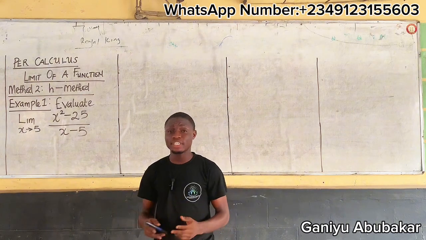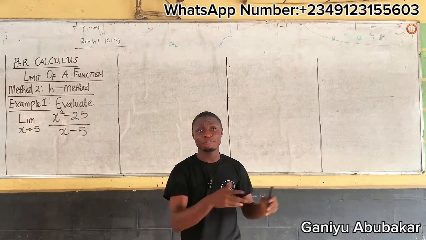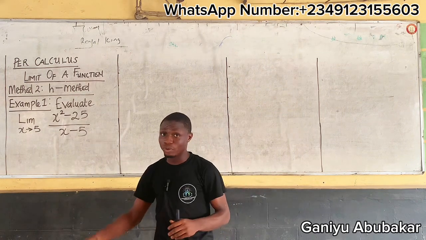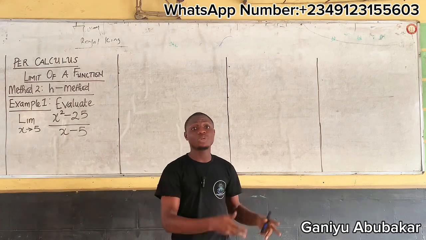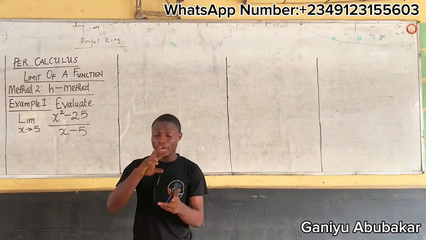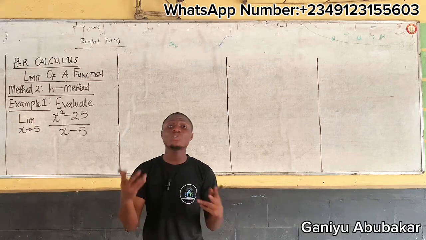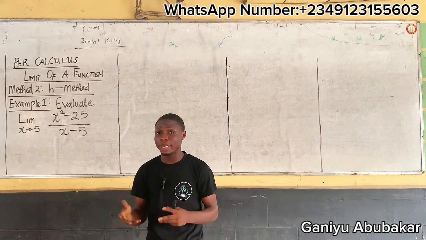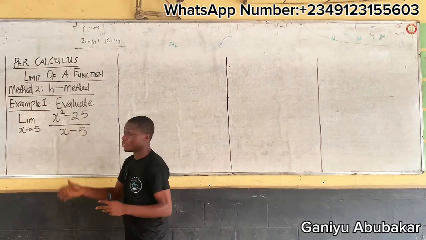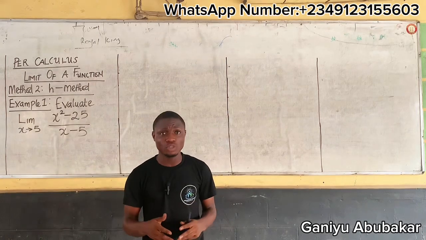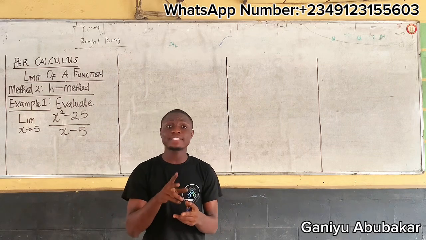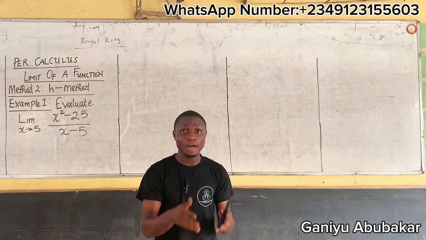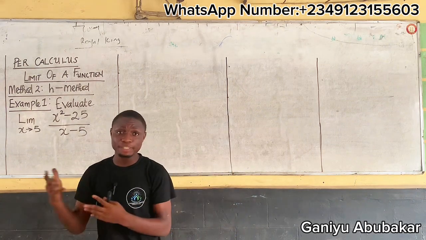Let's consider yet the second method under limit function called the H method. Last class we dealt with the first method called the substitution method. Let's now look at how to possibly evaluate problems under the H method. When it comes to the H method, your task is as simple as substituting the value of x by adding h to it and putting it directly into the expression.